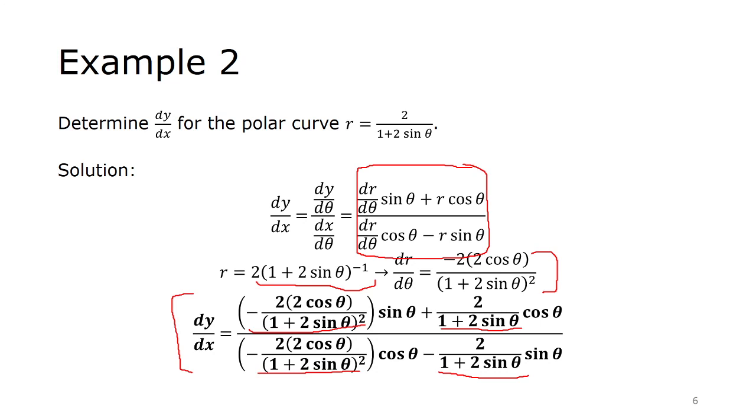This is the slope of that polar curve in terms of theta, the rectangular slope dy/dx. You could apply that to find the slope at a certain point, or even write the equation of a tangent line, just as we did in the previous section.